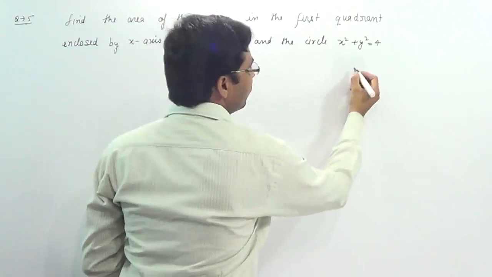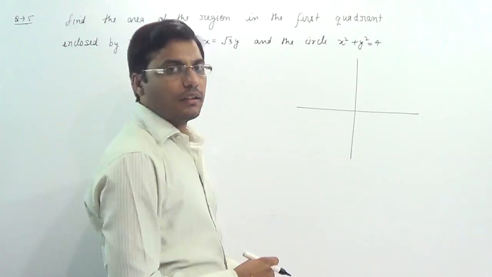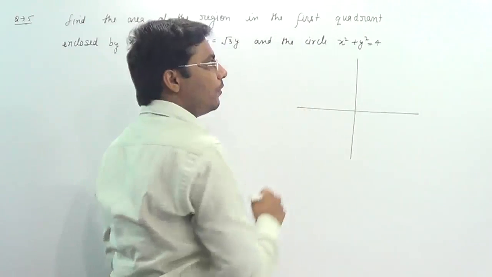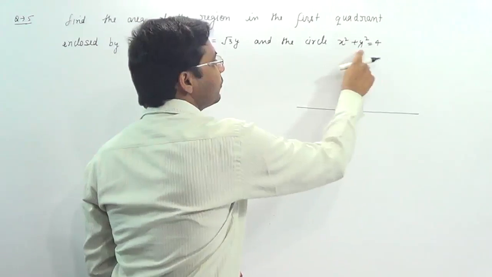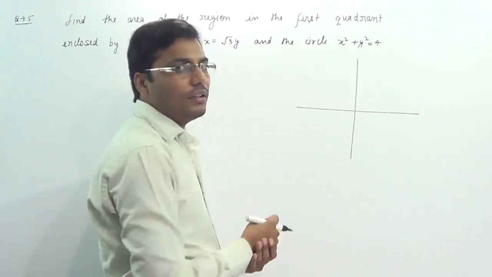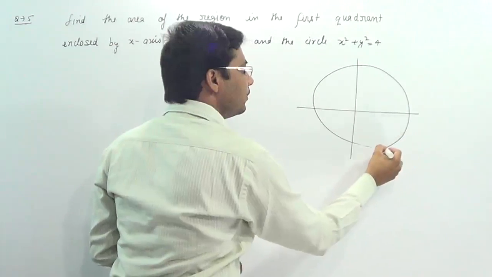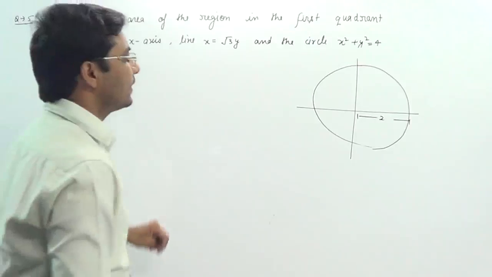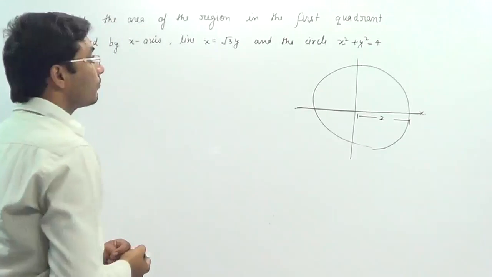First, this is a circle, so draw the graph. From the equation x² + y² = r², r² is equal to 4, so the value of r will be √4, which is equal to 2. So this equation is representing a circle whose radius is 2. So this is the circle whose radius is 2. So this is 2.